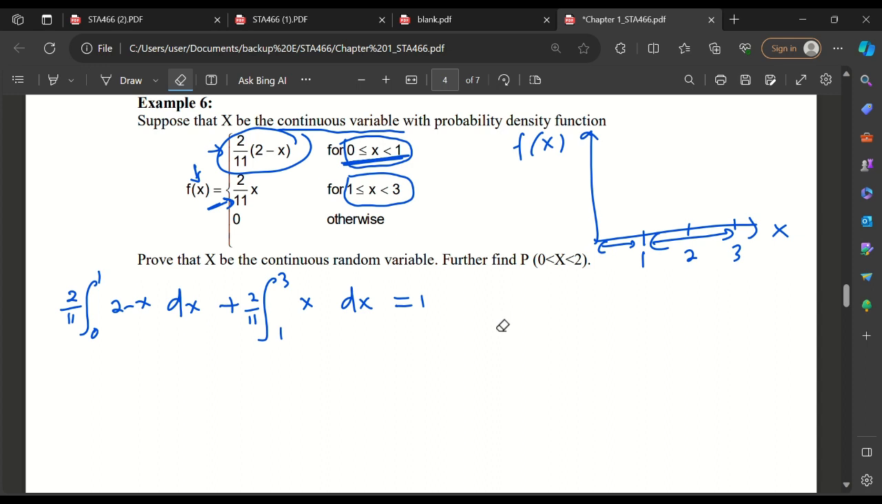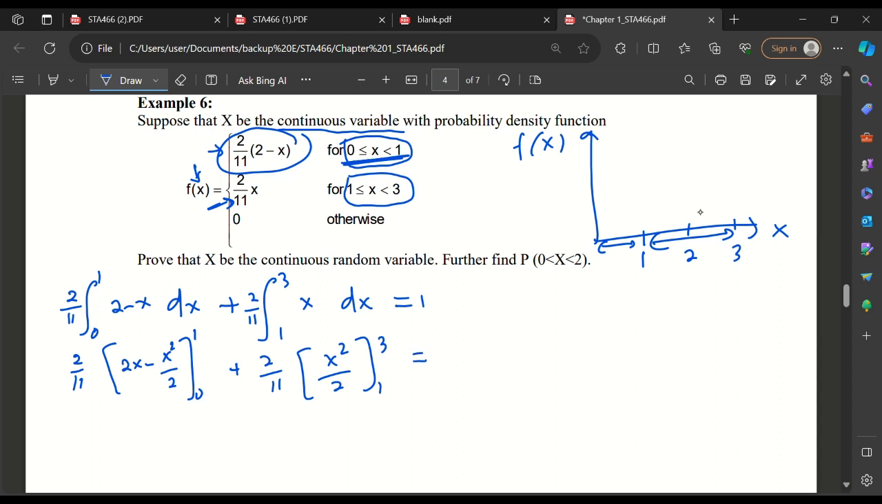So, integrate lah macam biasa. So, this one, it will be 2 over 11. Integrate 2 minus x, it will be 2x minus x square over 2, 0, 1. Okay, plus x square over 2, 1, 3, equal to 1. Sepatutnya, okay, sekarang ni kita nak proof kan. Okay, so belum lagi lah. Okay, kita nak proofkan this function equal to 1.